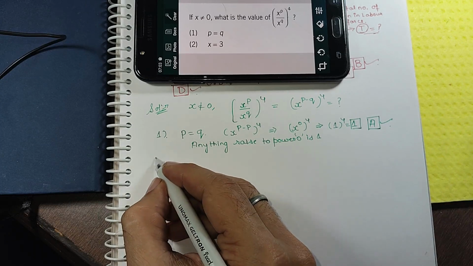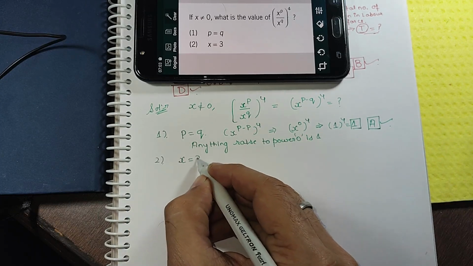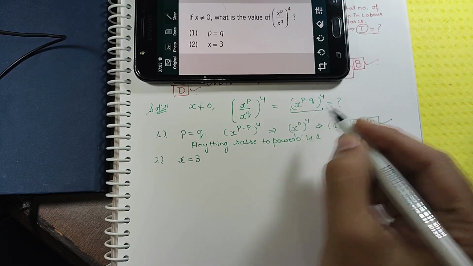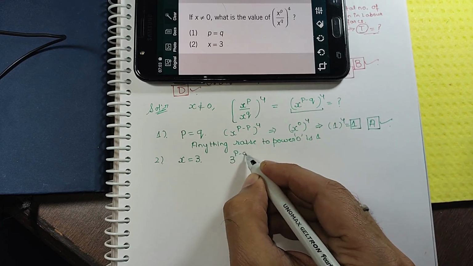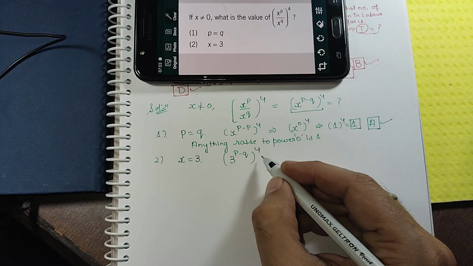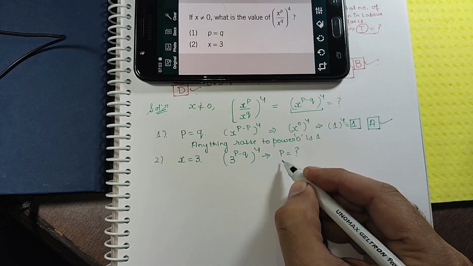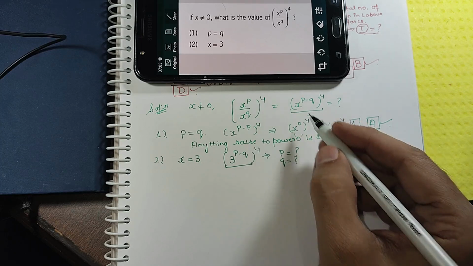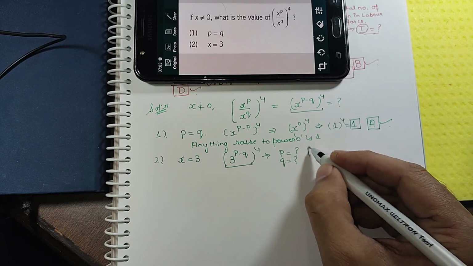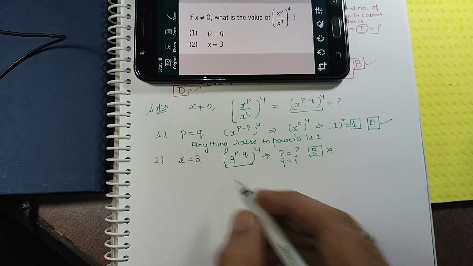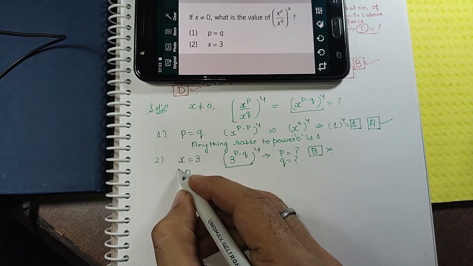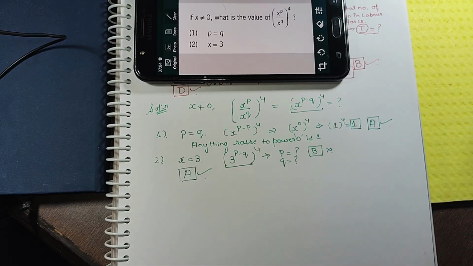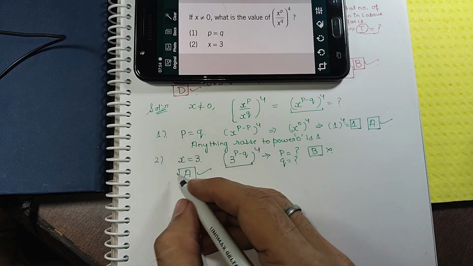Now moving to statement 2. Statement 2 tells me that x is equal to 3. So this changes to 3 raised to power p minus q, whole raised to power 4. Now since I know nothing about p as well as q, I can't determine the value of this whole expression. So I can say that statement B is not sufficient to answer my question. So statement A alone is sufficient to answer the question, and the right option will be option A.